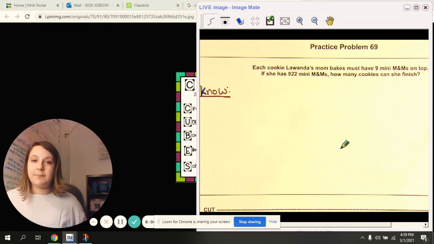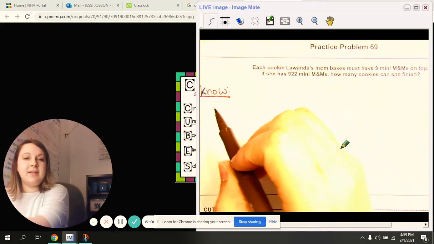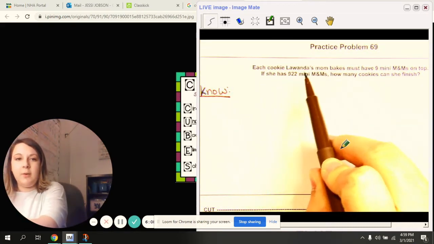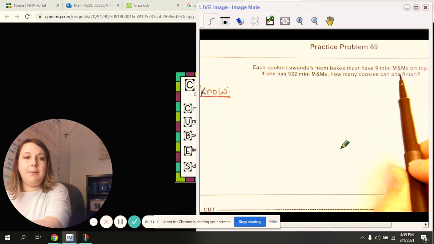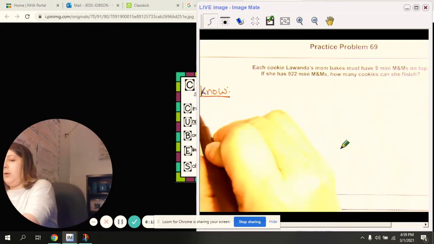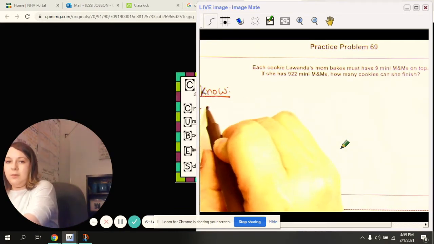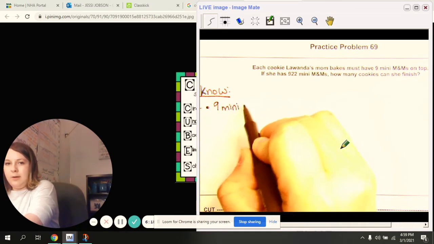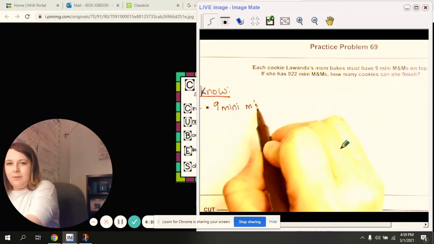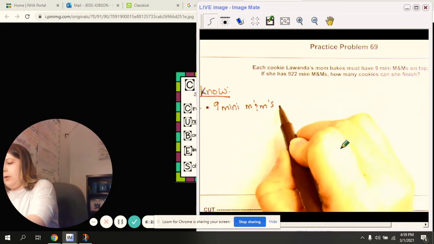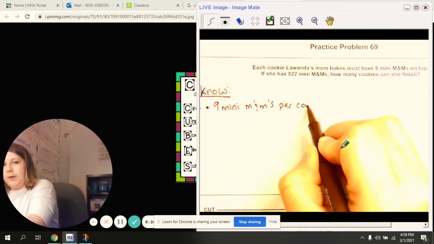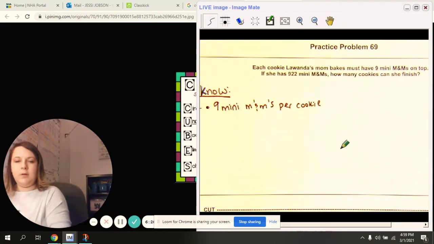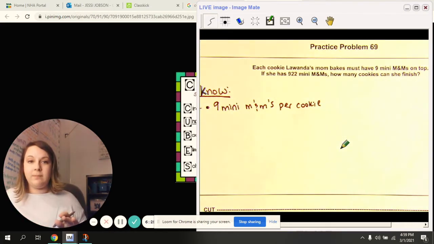mathematical final answer. So, sentence by sentence, each cookie Luanda's mom bakes must have 9 mini M&Ms on top. That means you need 9 mini M&Ms per cookie. That's one fact. Then we move on to the next sentence.